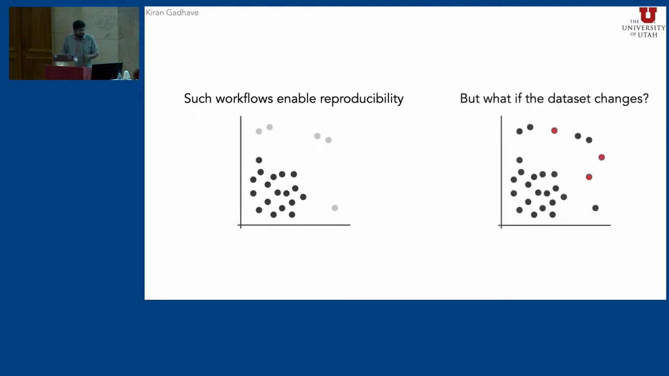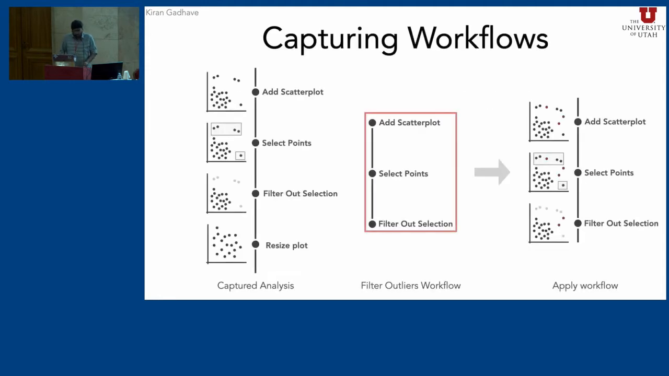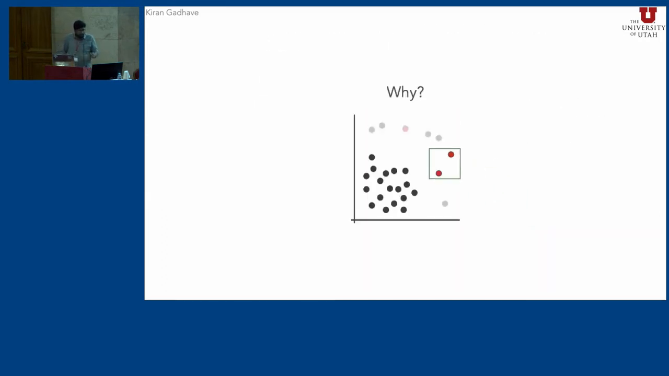Now here we have an update to a dataset which adds 3 new points. So if we try to apply this saved workflow directly to the dataset, we see that 2 points here have been missed. Let's zoom in and see. So here we have these 2 newly added points, which are technically outliers, but were not actually selected by the workflow. So why does this happen?